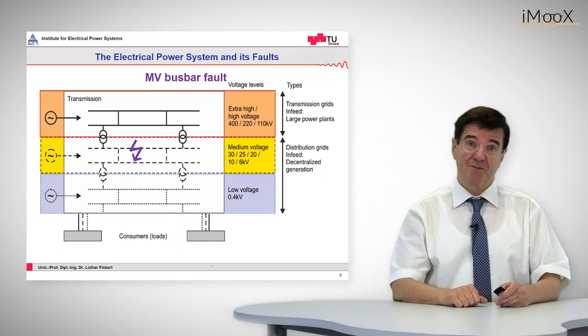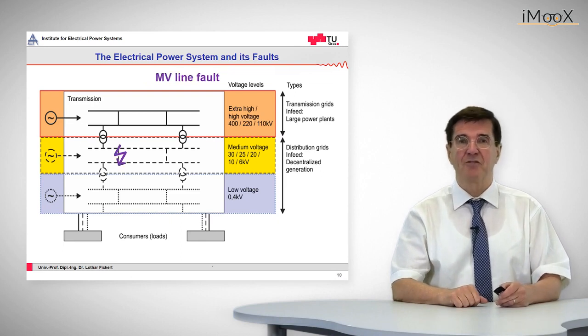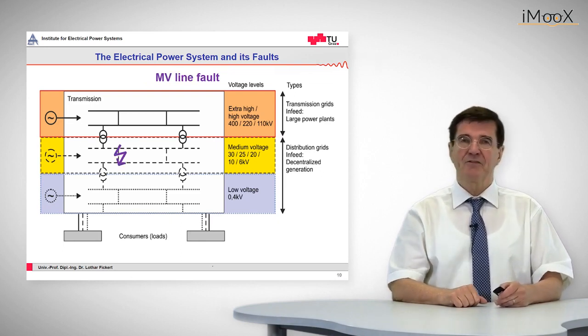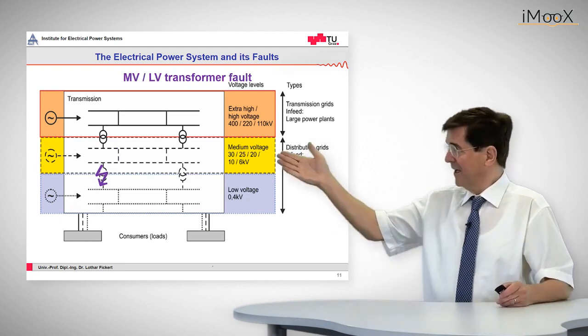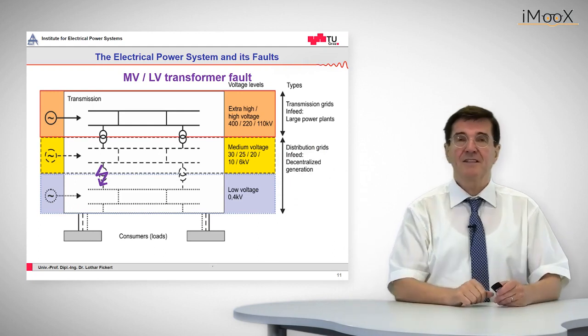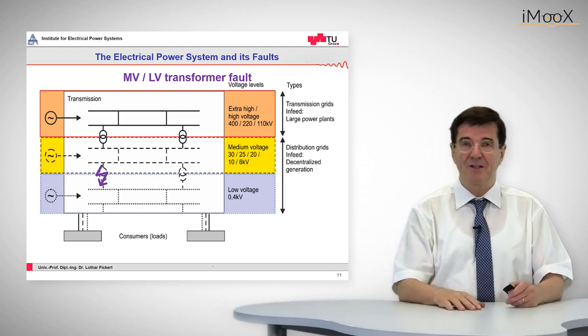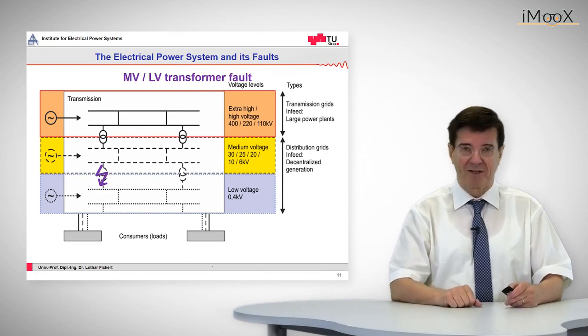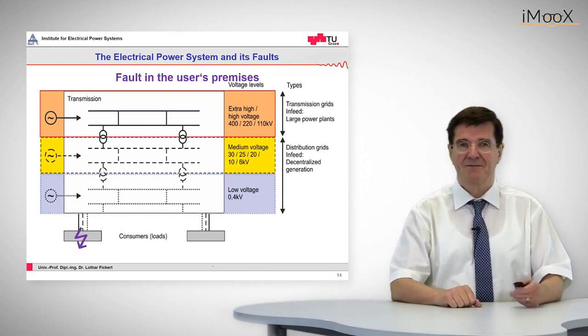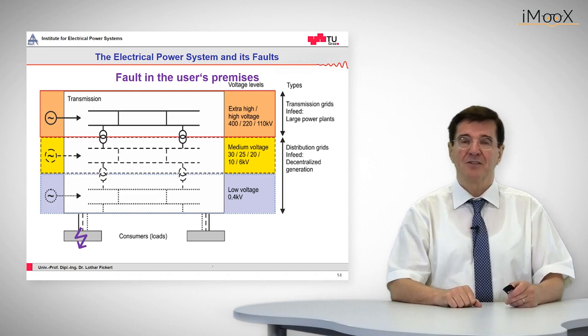Also, we can have busbar faults, line faults, and again faults in the transformers between medium voltage and low voltage. These transformers usually are located in ring main units, and since the low voltage system usually is made up as radial networks, such a fault trips the consumer's electricity supply. Of course, it should be mentioned that faults in users' premises are also to be observed.